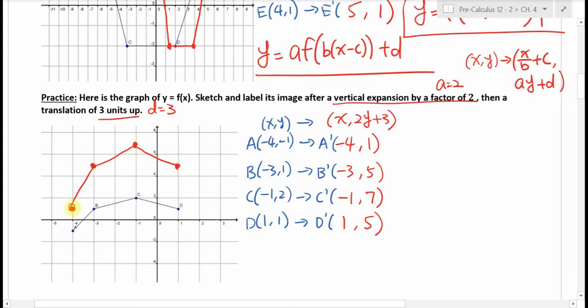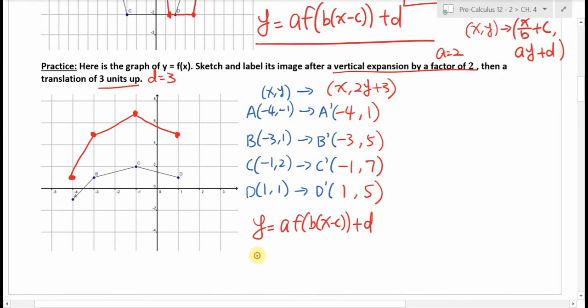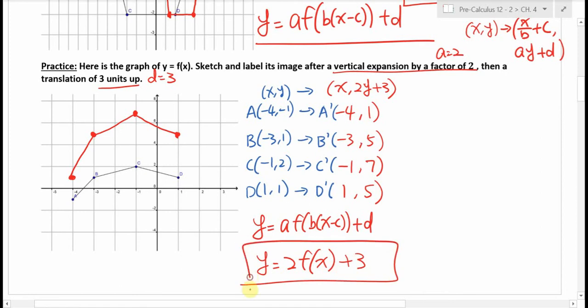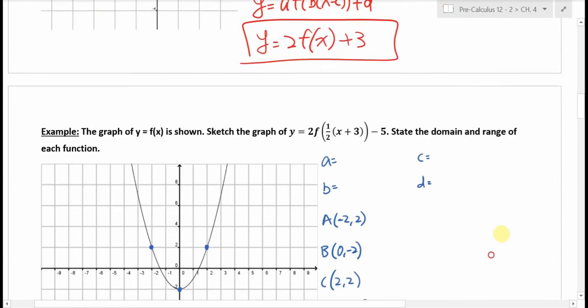Okay, so then again, if the question asks you to write down the equation of the image graph, well, again, we are just going to compare with a times f of b bracket x minus c plus d, and then just plug in the values, right? A is 2, so it's going to be 2f. B is 1, C is also 1, so we don't need to do anything there, so just f of x, because we didn't do anything with B and C, or horizontally, and then plus 3 at the end. Okay, that's it. Hopefully that's what you got.